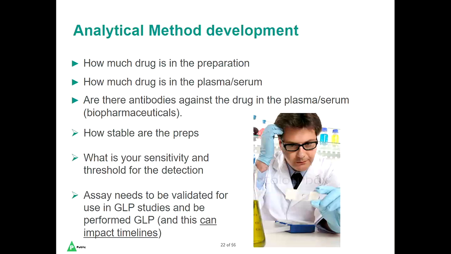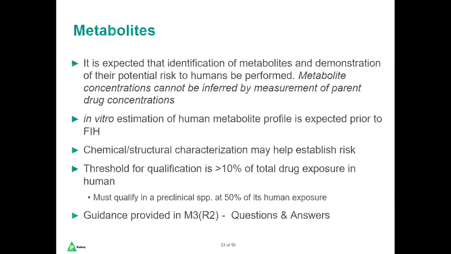So I discussed metabolites, and there's a very thorough discussion of metabolites currently in a lot of the ICH guidances. If you have a metabolite and it is enough of your total drug, you need to make sure that you don't have toxicity from that metabolite. Not only that, you have to make sure initially that you have covered that metabolite in one of your safety species. So in other words, that metabolite has to be present in those species.